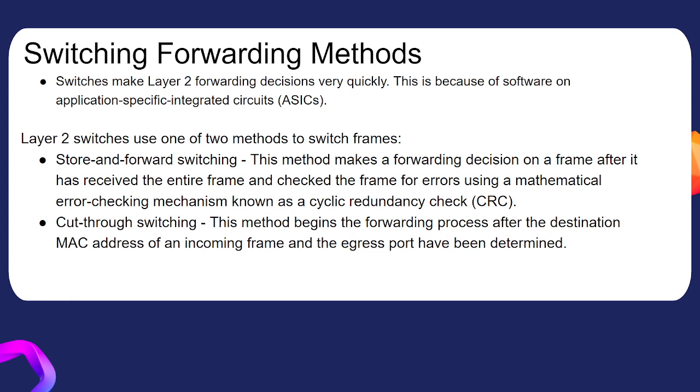Switching forward methods. Switches make layer 2 forwarding decisions very quickly. This is because of the software on application-specific integrated circuits. Layer 2 switches use one of two methods to switch frames. Store-and-forward switching. This method makes a forwarding decision on a frame after it has received the entire frame and checked the frame for errors using a mathematical error checking mechanism known as a cyclic redundancy check, or CRC. Cut-through switching. This method begins the forwarding process after the destination MAC address of an incoming frame and the egress port have been determined.